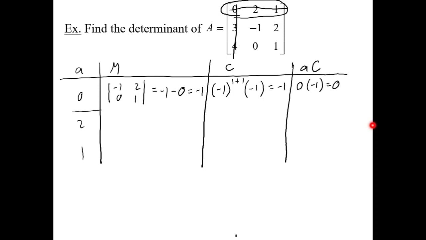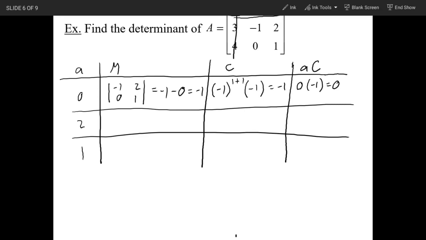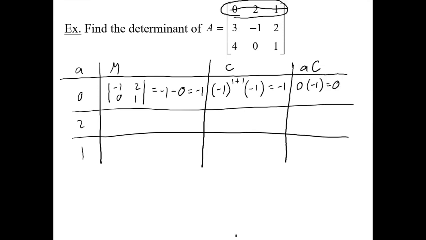Let's do that again for the other entries here. So let's move on to the 2. Let me erase here a little bit. If I remove its row and its column, I'm left with a smaller matrix where the entries are 3, 2, 4, 1. Multiply the main diagonal minus multiply the other diagonal, and I get -5.